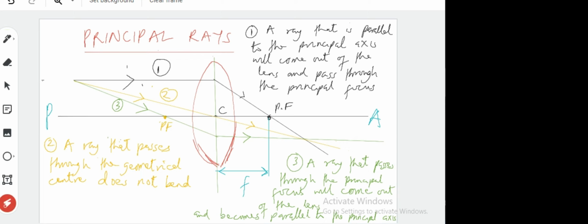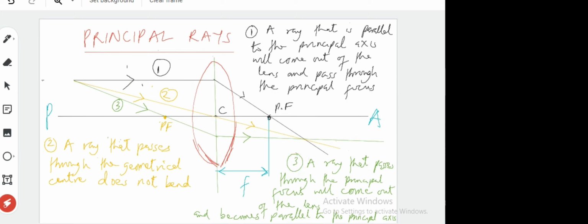All right, those are the 3 principal rays. Number 1, a ray that is parallel to the principal axis will come out of the lens and pass through the principal focus. That's this black one, parallel to the principal axis. Remember, this is the principal axis. Number 2, a ray that passes through the geometrical center does not bend. This yellow ray passes through the geometrical center. Remember, this is the geometrical center. A ray that passes through the geometrical center will not bend.